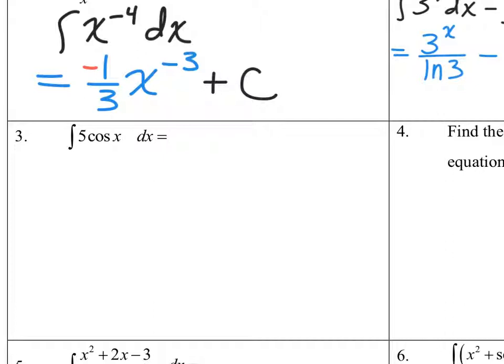Antiderivative of 5 cosine x. 5 sine x plus c.